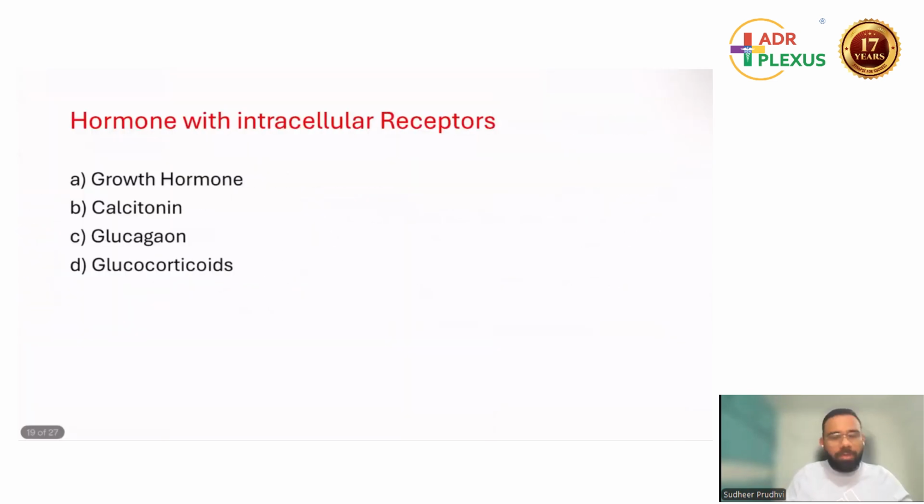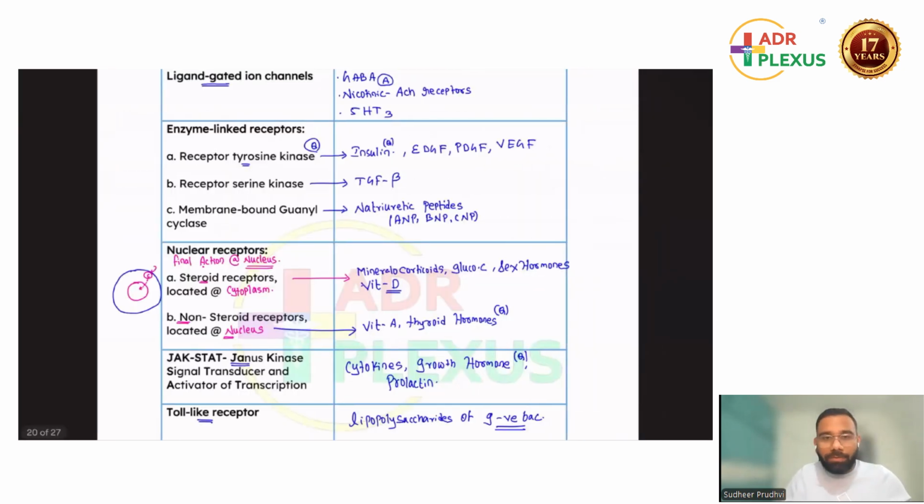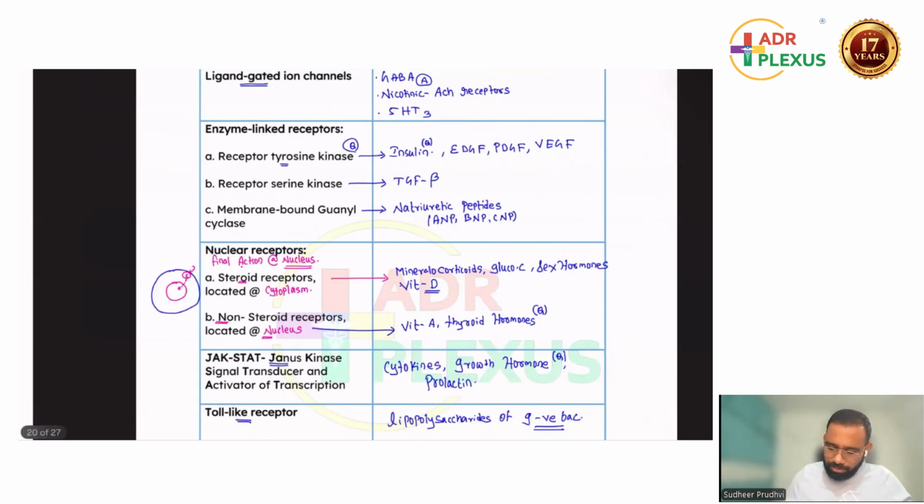Now, come to the hormones with intracellular receptors. You see, intracellular receptors are nothing but nuclear receptors. We have discussed this nuclear receptor concept in the 2020 ADR Plexus 2024 regular workbook series, in detail about these nuclear receptors. So let me tell you in short.